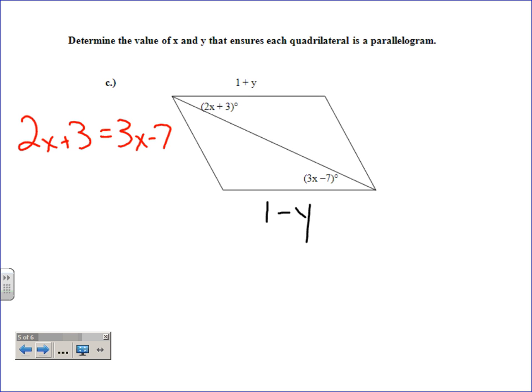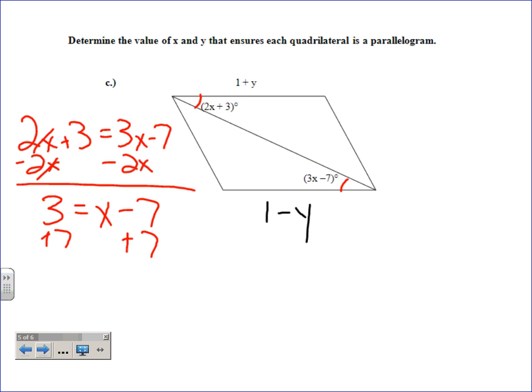Because yes, we do want to set them equal, but you have to know why. Again, this is where some people's algebra gets a little goofy. You can work in either direction. I like to do it this way. I like to move the smaller variable. You don't have to. 3x minus 2x is just x minus 7 plus 7. X is 10. Again, you should check.